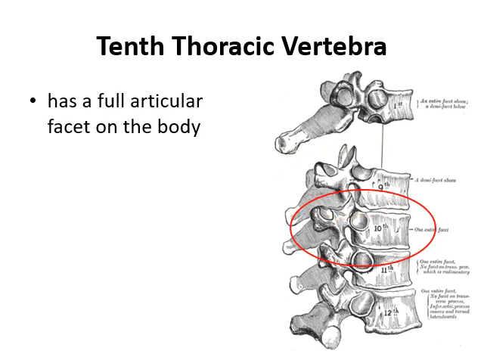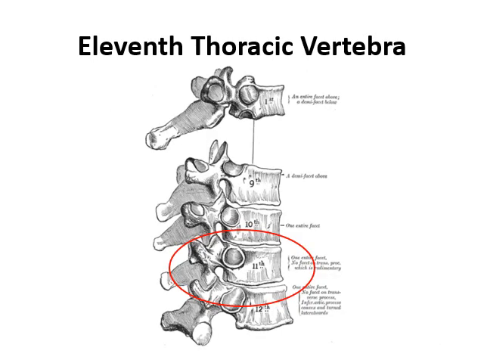Then the 10th one has a single full articular facet superiorly, because the 9th one doesn't have an inferior demifacet. That's all. Then the 11th thoracic vertebra also has a single articular facet superiorly.